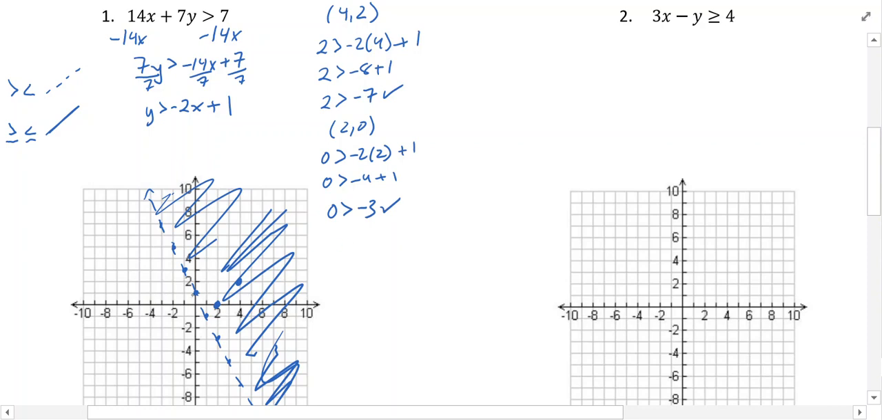And the last one I'm going to try, let's try something on the y-axis here. So we'll try 0, 6. So when I plug that one in, I'm going to get 6 is greater than negative 2 times 0 plus 1. So I get 6 is greater than 1, and that is also true. So I verified my 3 solutions. So I know that I shaded in the proper area.